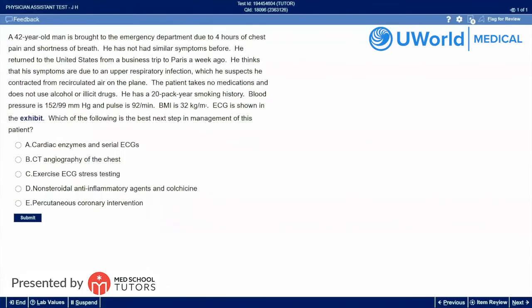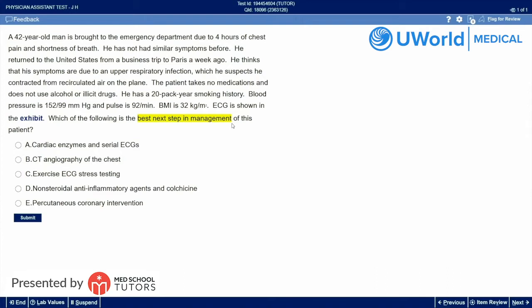The first thing we're going to do is to take a look at the bottom of the vignette and read the actual question that they're asking. Here they ask, which of the following is the next best step in management of this patient? Now from this, we can already tell that we're likely looking at a second order question. What I mean by that is that we will first have to identify the diagnosis for this patient and then determine the proper intervention for that diagnosis. Two things we're going to have to do here.